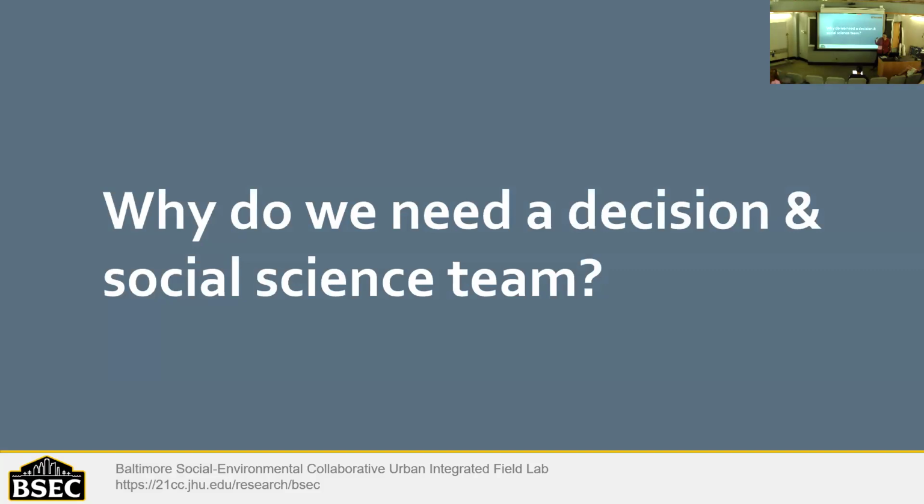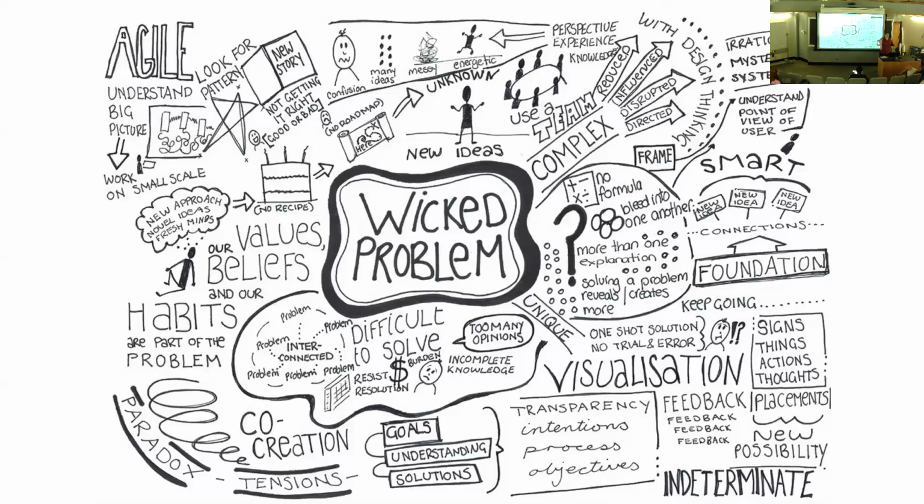Okay, so first, why do we even need a decision and social science team in the first place? A brief answer would be that if we are trying to address complex problems in the real world, we need to be thoughtful about values that we take into account, objectives that we consider, uncertainties that we model, and all these things. And to do these things properly, we need decision analysis frameworks to guide that effort. At the same time, we need to be mindful of the values of the stakeholders or the decision makers.